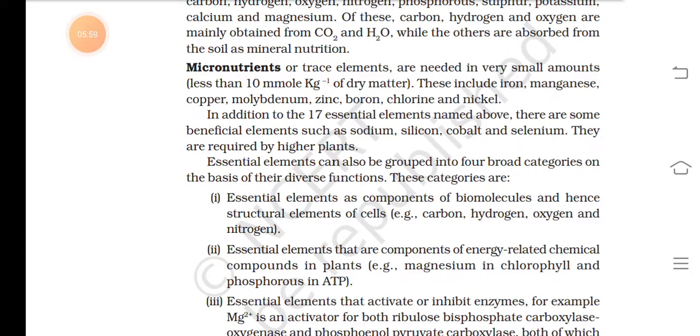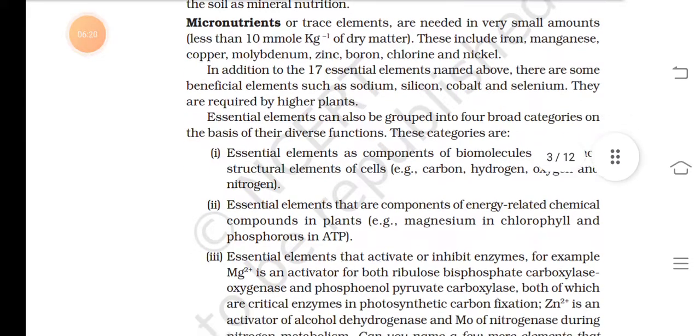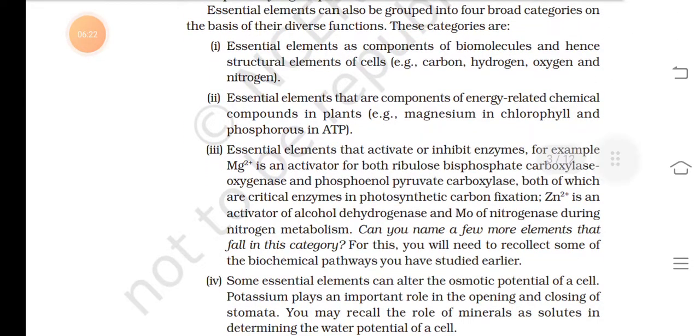In addition to the 17 essential elements named above, there are some beneficial elements such as sodium, silicon, cobalt, and selenium. They are required by higher plants. Essential elements can also be grouped into four broad categories on the basis of their diverse functions. These categories are: first, essential elements as components of biomolecules and hence structural elements of cells. Examples: carbon, hydrogen, oxygen, and nitrogen.